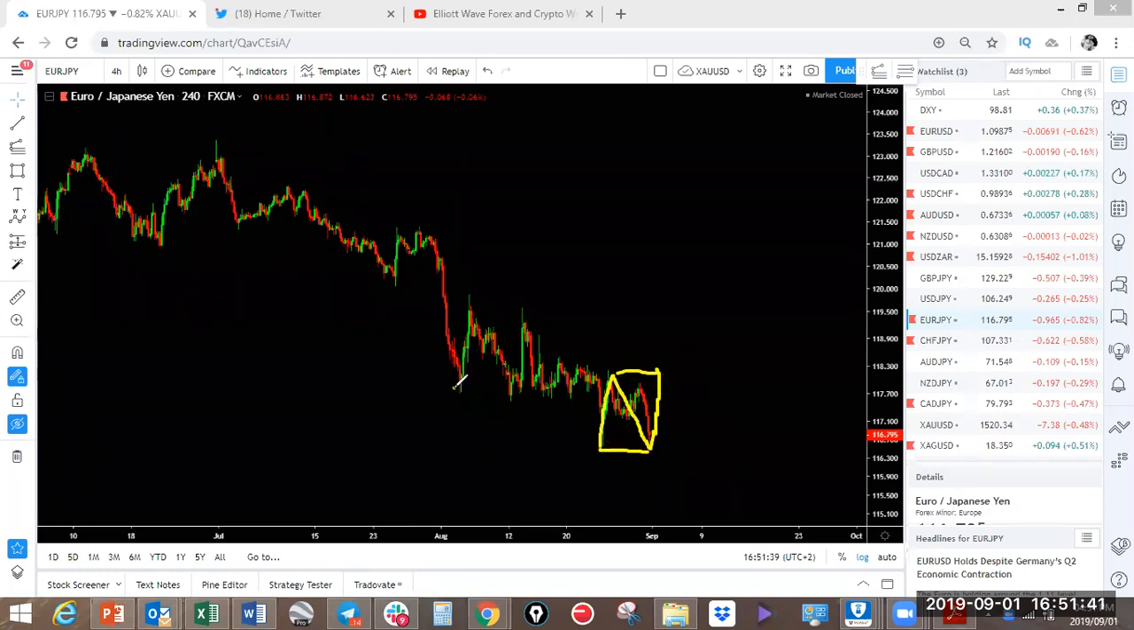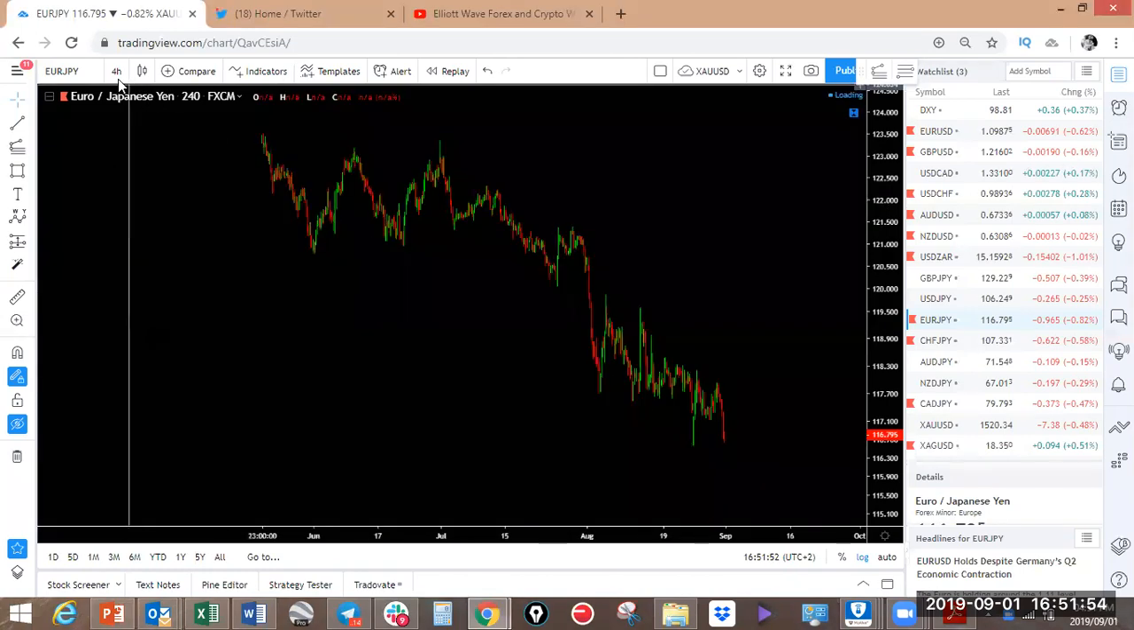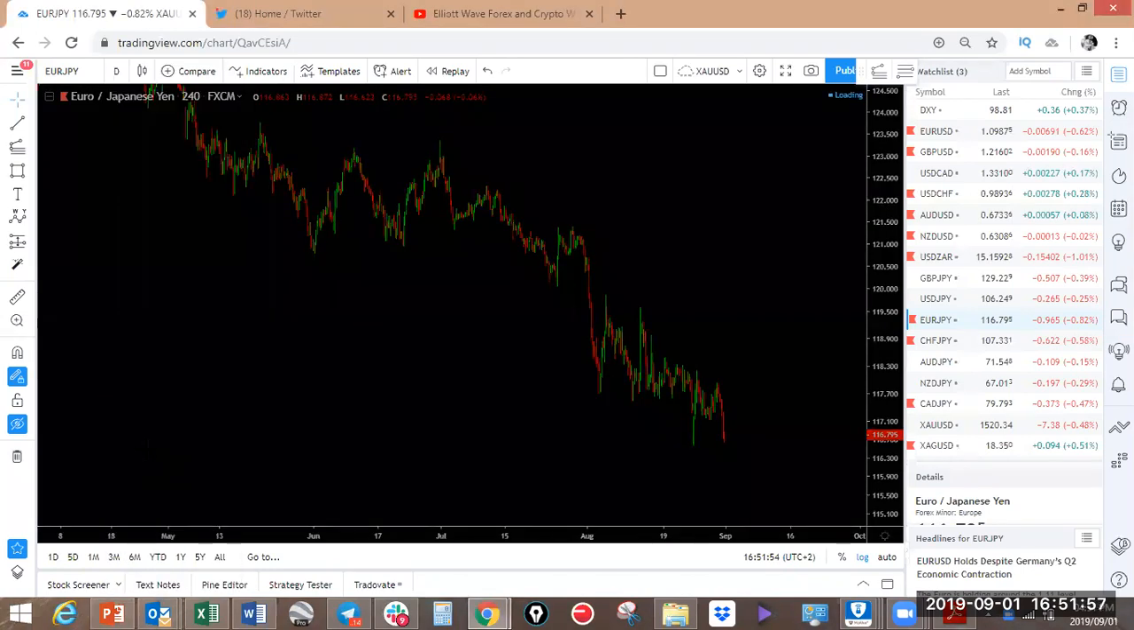Could just be making a similar structure to this one here, and make one more down. Okay, but for now, look to take advantage of this bounce. If it comes, it should come with the Euro US dollar as well. Let's go to the daily, see the higher degree structure here.